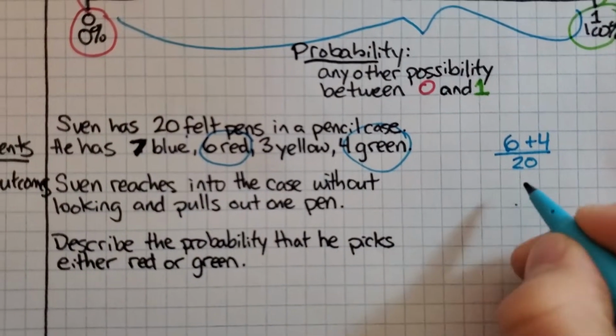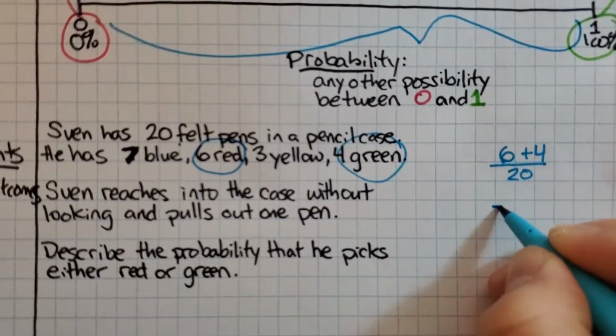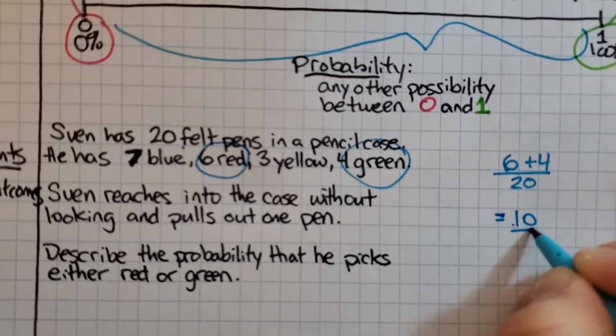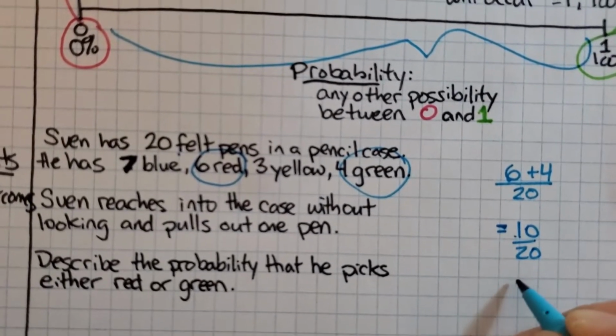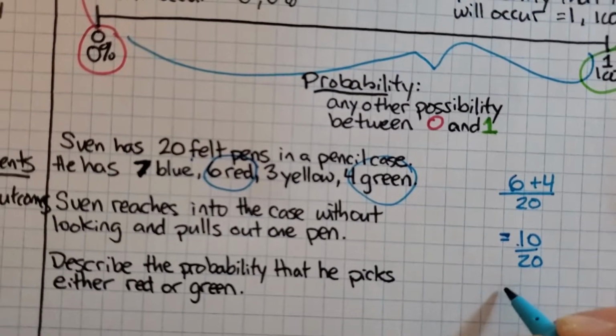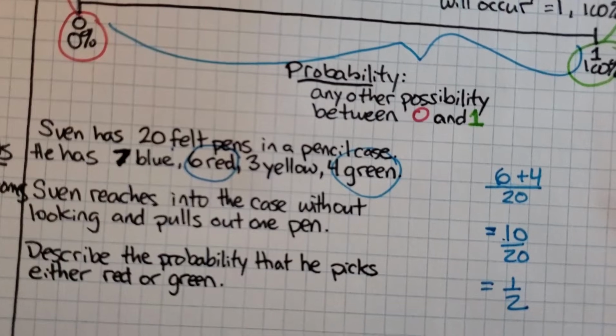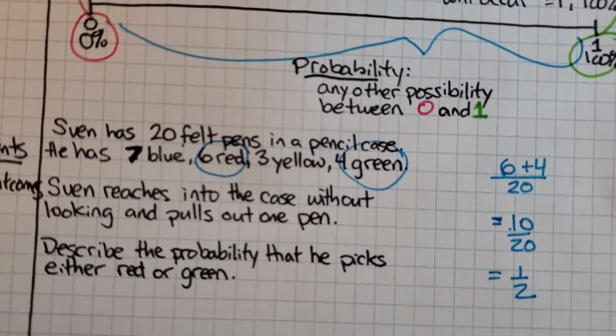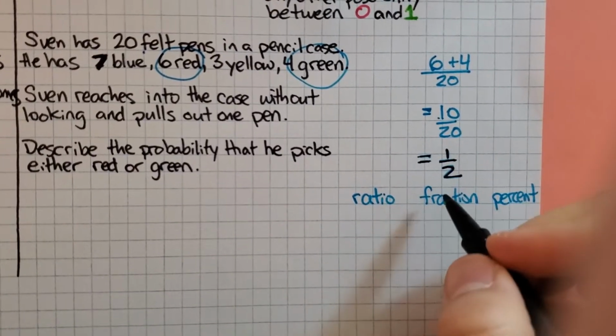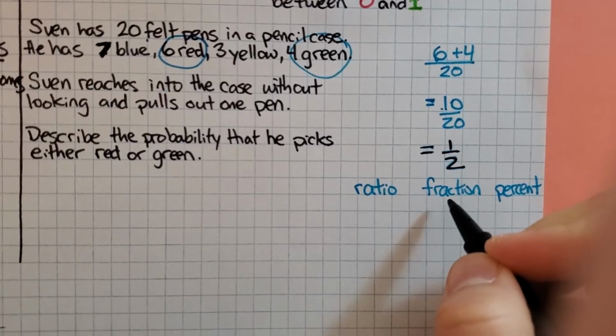So let's continue with this fraction. We get 10 over 20, and we've got to reduce that fraction. And that's our probability expressed as a fraction. Probability is 1 over 2, written as a fraction.